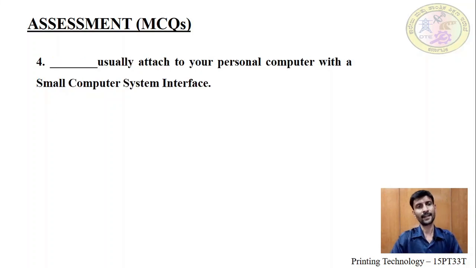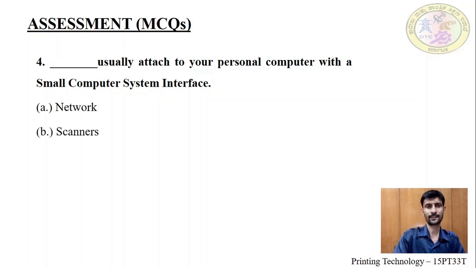Next, dash is usually attached to your personal computer with a small computer system interface. Normally a printer or some other handling devices may connect to it. This is the clue to answer this question. Let us see the options. Network, scanners, pen, and none of the above.